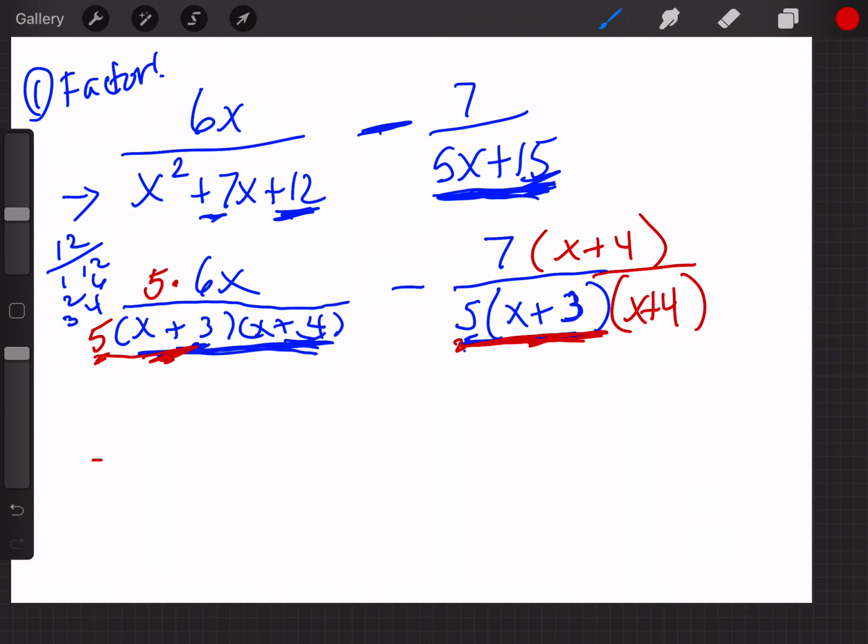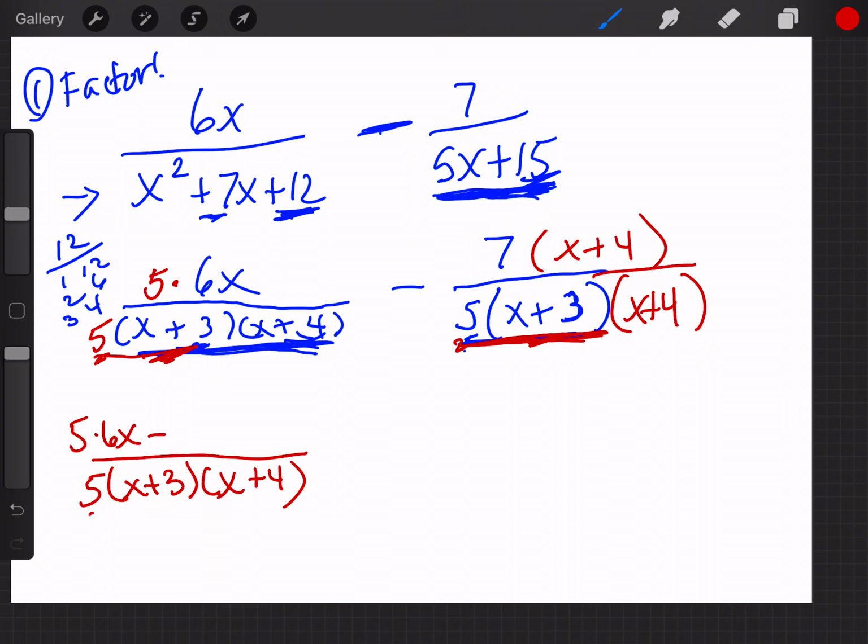Our common denominator, ladies and gentlemen, boys and girls, children of all ages and shoe sizes, is going to be 5, x plus 3, and x plus 4. That's my common denominator. So now on the top, I'm going to have 5 times 6x minus 7 times x plus 4. Make sure you see that that was a minus there. That's important. Again, some of you can leave out that step, but probably 10 out of 80 of y'all need to put it in because you're going to get tripped up with your signs.